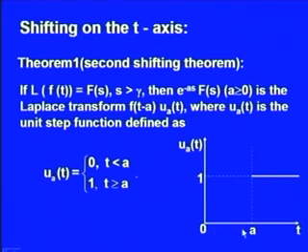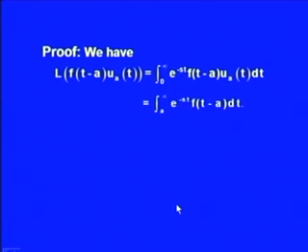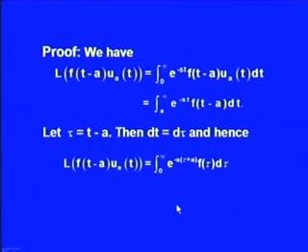In the interval 0 to a, that is when t lies between 0 and a, u_a(t) is defined as 0, and when t is greater than or equal to a, u_a(t) is defined as equal to 1. Let us look at the proof of the second shifting theorem.